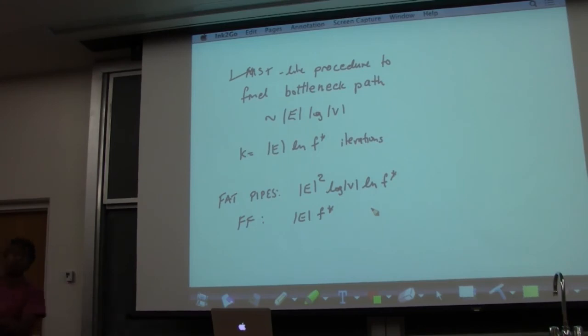So, hopefully some of this will give you some context for why people will be looking at this. To this day, people are trying to improve the running time of max flow. This is by no means the end of the story. There's a lot more going on. Any questions?